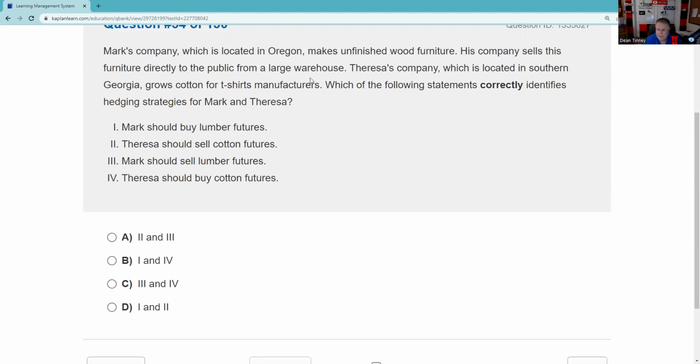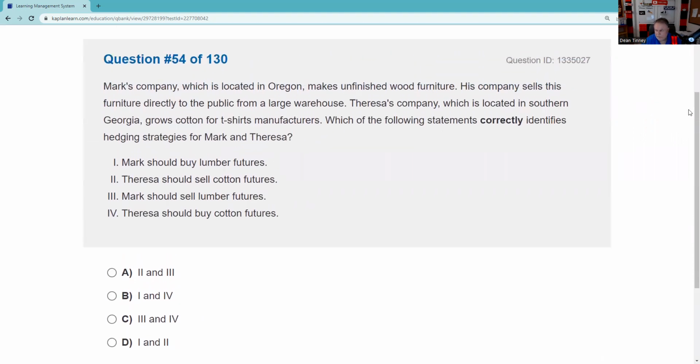I like this. Remember, I told you you're going to do in the futures market today what you're going to do in the cash market later on, right? And what you're afraid about is the opposite market direction, right? So let's look at our friend Mark. Mark is making furniture. So his input is wood, right? So he's worried about the price of lumber going up.